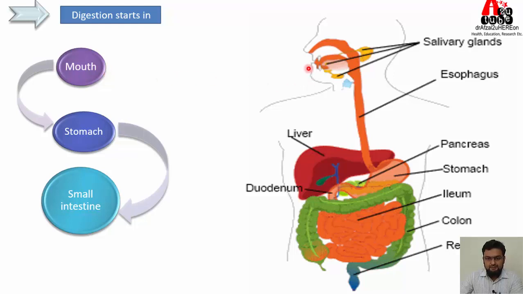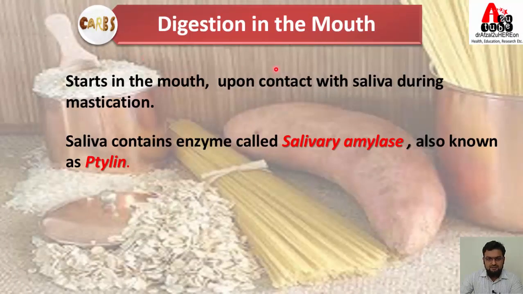When the food reaches the mouth, the digestion of carbohydrate starts by the secretion of salivary amylase from the parotid gland. Here we are showing the salivary gland. When food comes in the mouth, due to reflex activity, saliva is secreted into the mouth and this salivary amylase acts on the carbohydrate present in the food. Then from the mouth the food reaches the stomach, and then the small intestine. These are the three important sites for the digestion of carbohydrate. Now we will see them one by one.